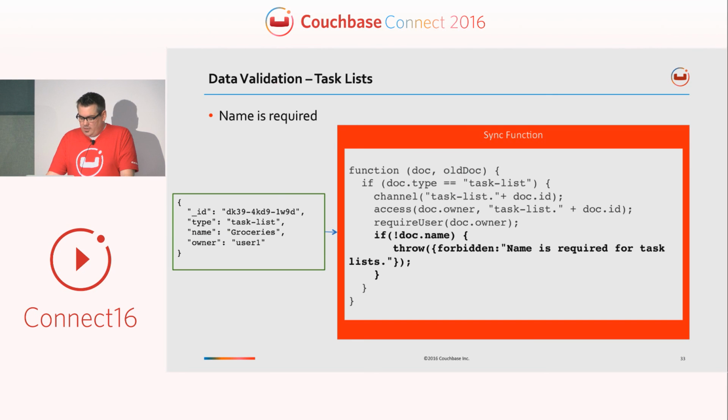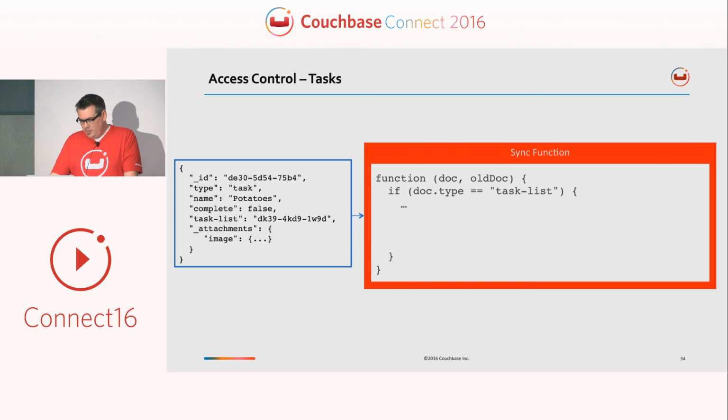So at this point, we've got the outline of what our data security is going to look like for the task list document. So we can spend some time going through and having a look at what that would look like for a few other types of our documents in the system.